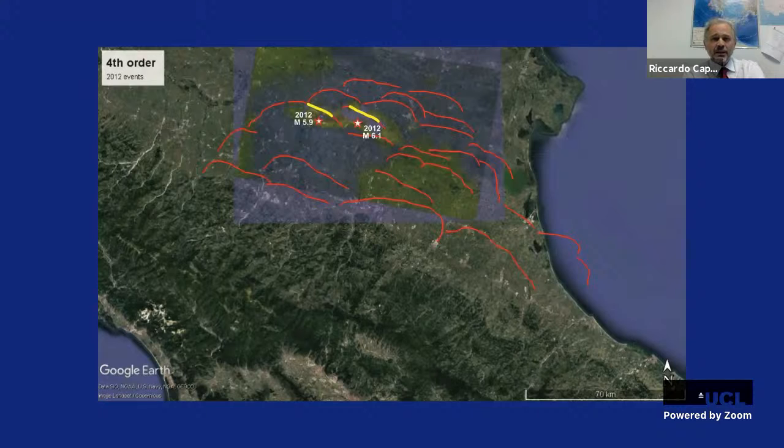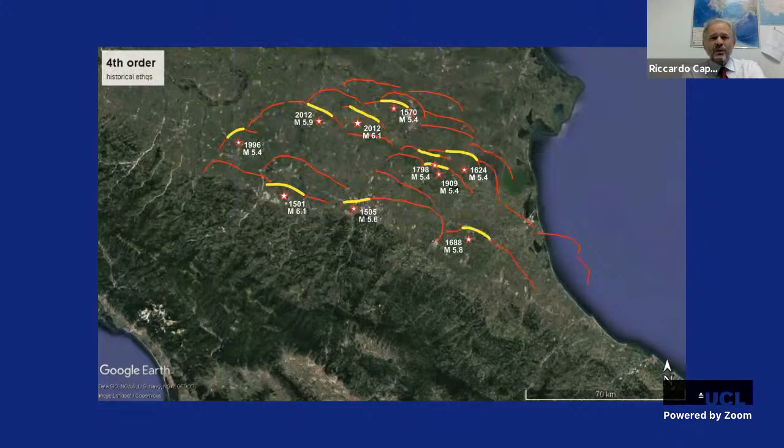I made the exercise, next, with the last 500 years of seismicity with magnitudes more than 5.4, let's say 5.5, moderate events basically, okay? And you can see the number, about 10 segments that have been reactivated.